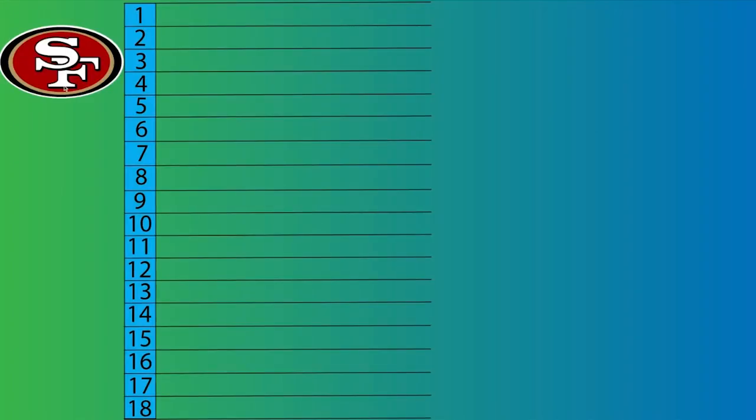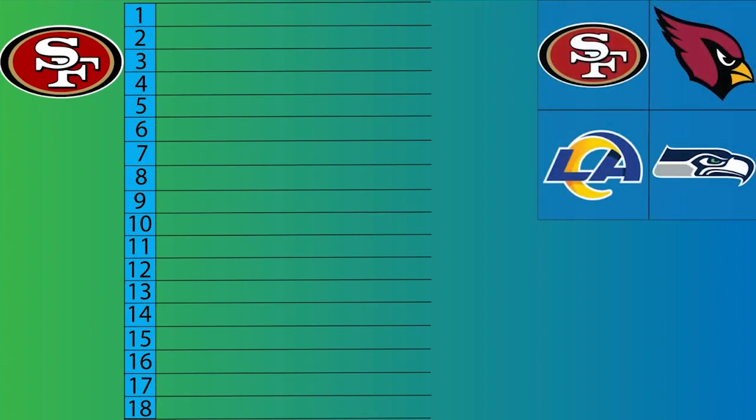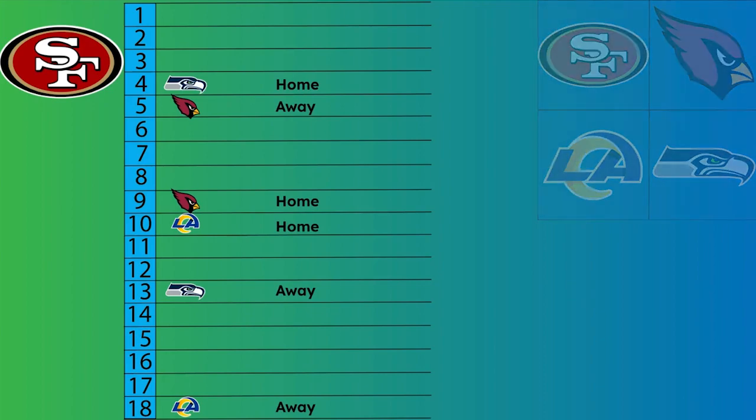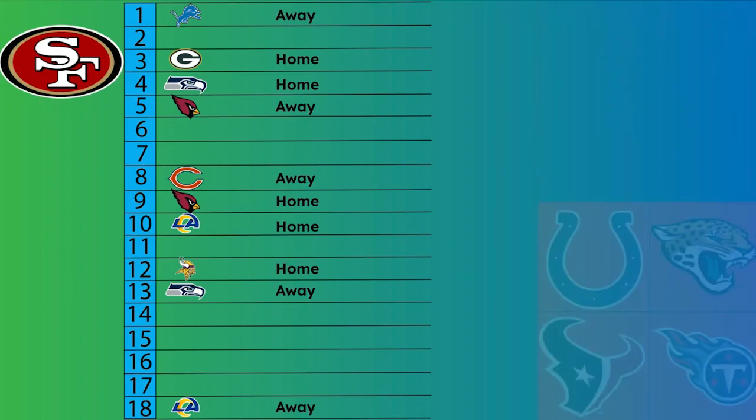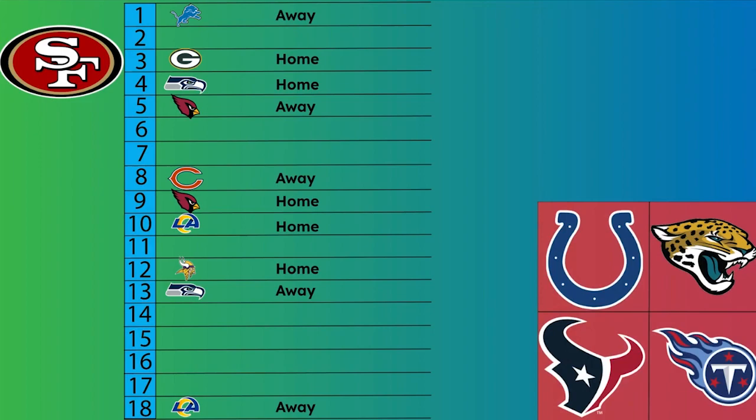A team schedule looks like this: 18 weeks in the regular season. First, a team plays all of the other teams in their division twice, once home and once away. Next, they play all 4 teams in another division in the same conference, 2 home and 2 away. After that, they play all 4 teams in another division in the other conference, 2 home, 2 away.